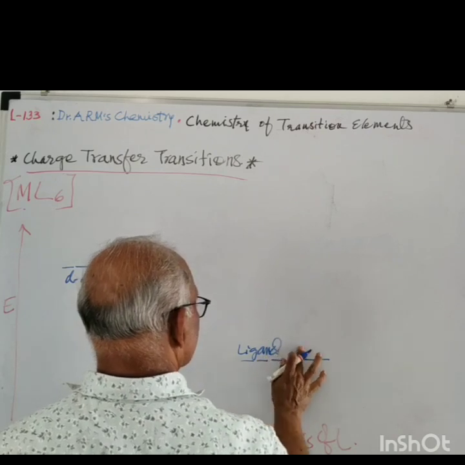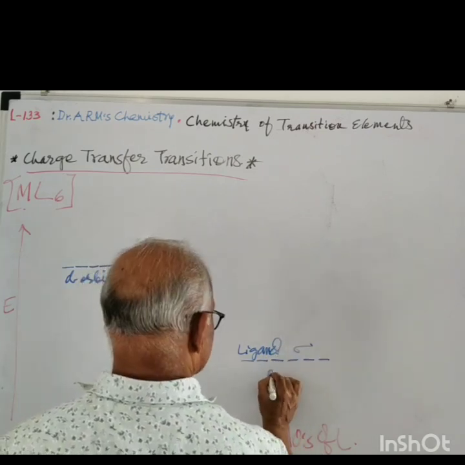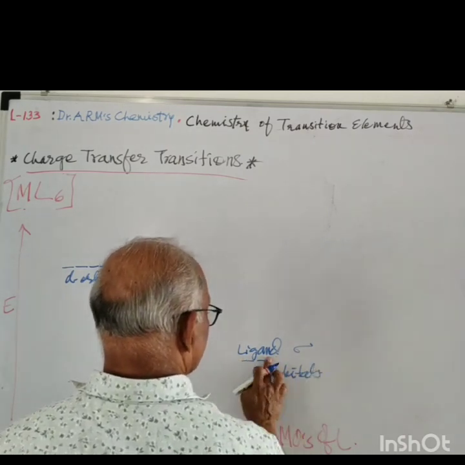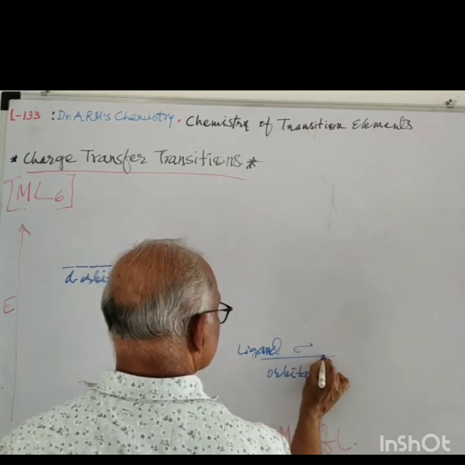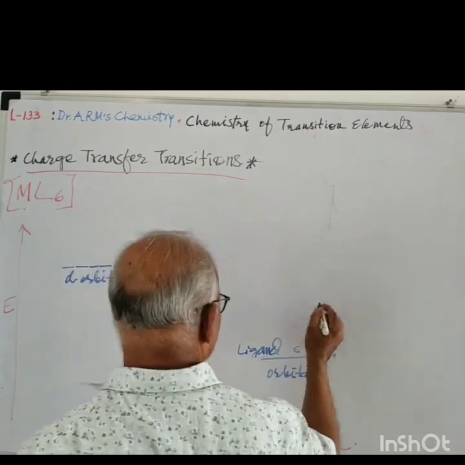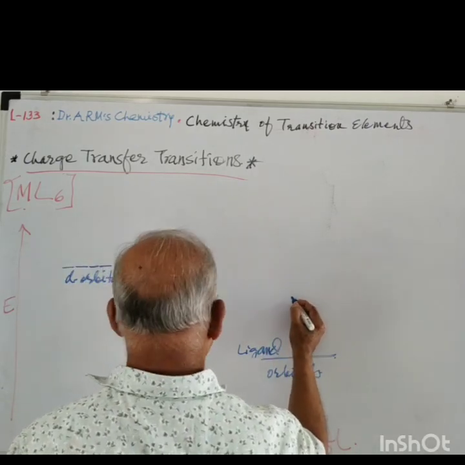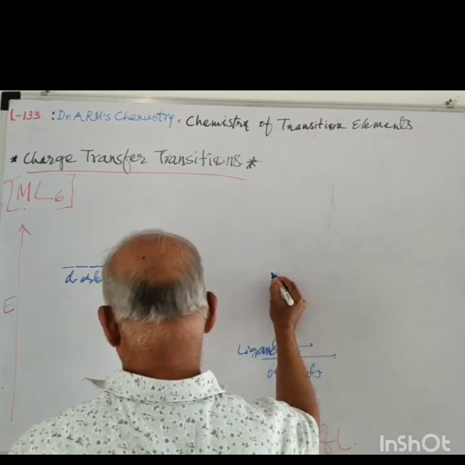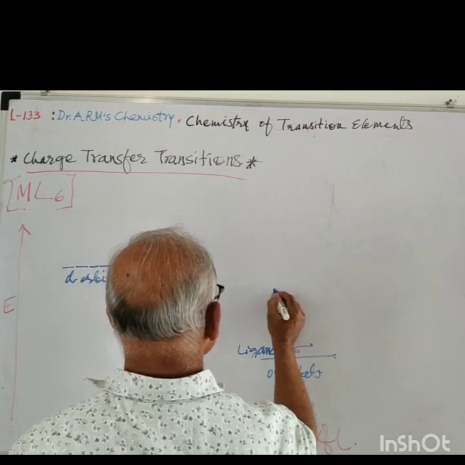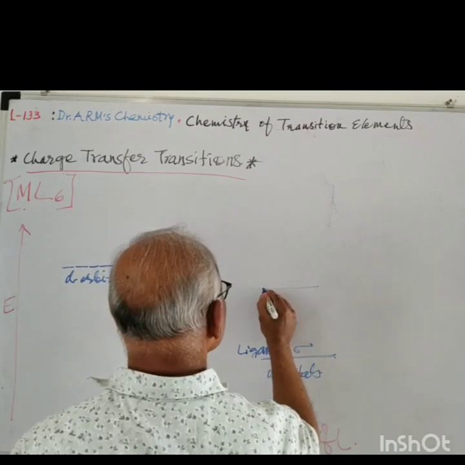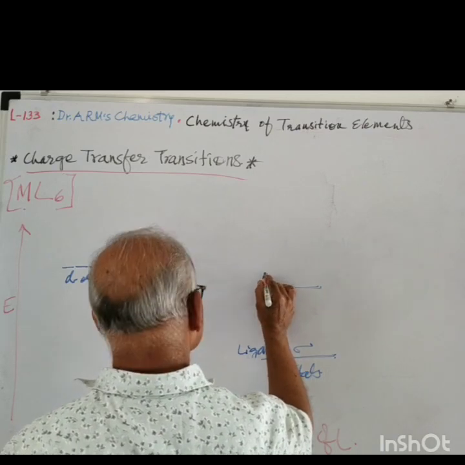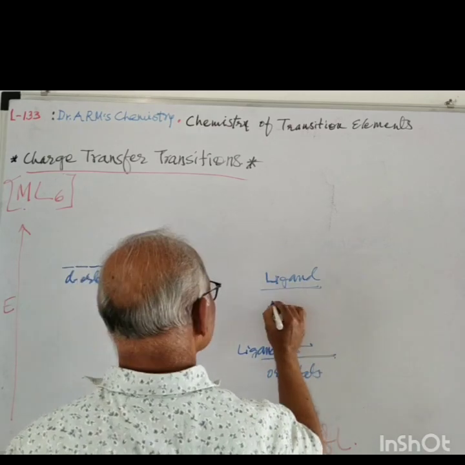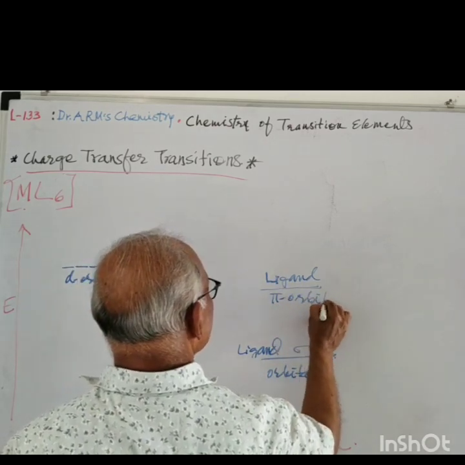ligand sigma orbitals. So we will show this in simple form like this. Then the ligand also has its pi orbitals. Ligand pi orbitals.